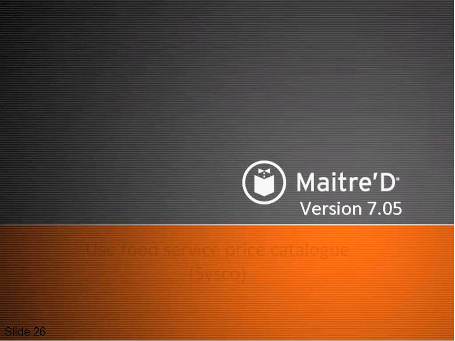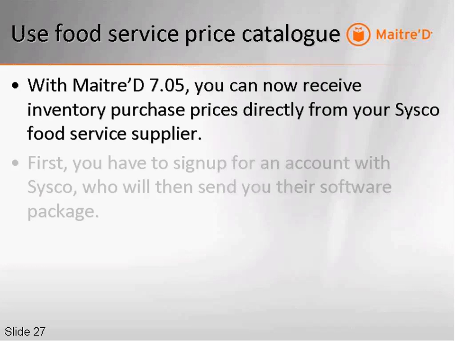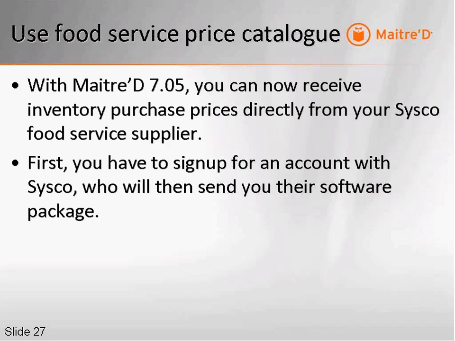Next feature we're going to see is the Cisco Food Service Price Catalog. What it's used for: with Maitre'D 705, and it was also available in the later versions of Maitre'D 2005 with Service Pack 4, I believe it came in with one of the later hotfixes, you can now receive inventory purchase prices directly from Cisco. What you need to do first is sign up for an account with Cisco, and then they will send you a software package to go along with that.